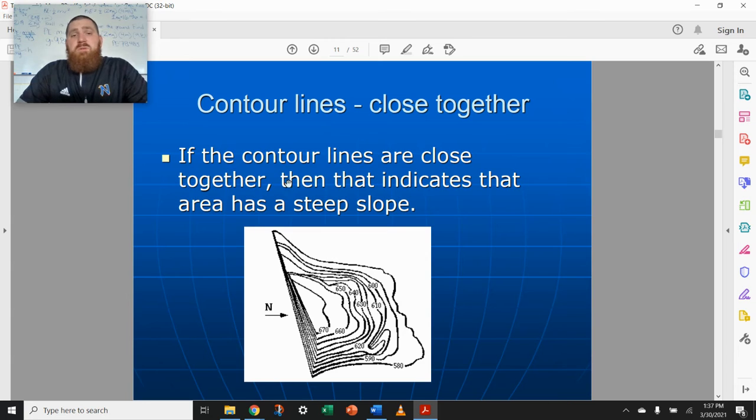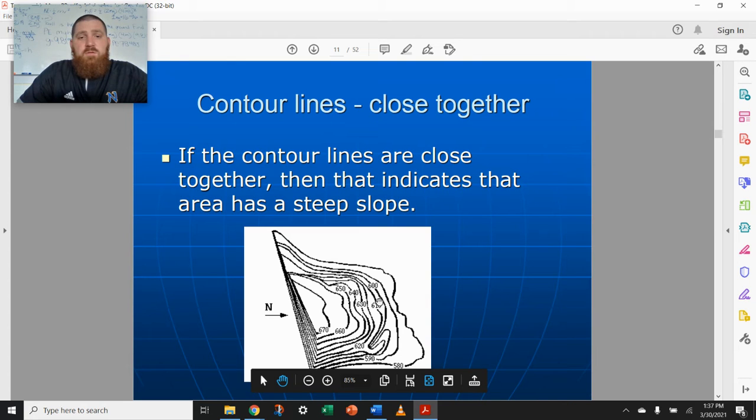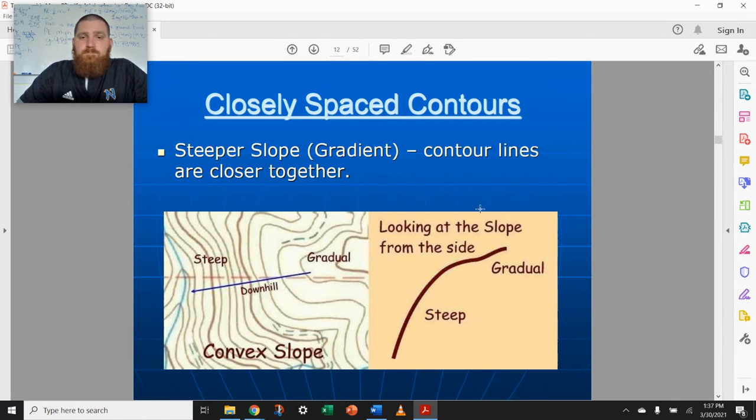All right, so when contour lines are close together, this indicates that we have a steeper slope. It shows that the slope is changing its elevation very quickly in a very short amount of space. That would give us a very, very steep slope. When they're spaced out, we're going to have a much more gradual change of that slope. So here's something that would be steep. Here's something that would be a little bit more gradual.